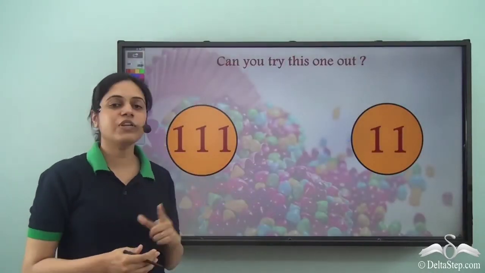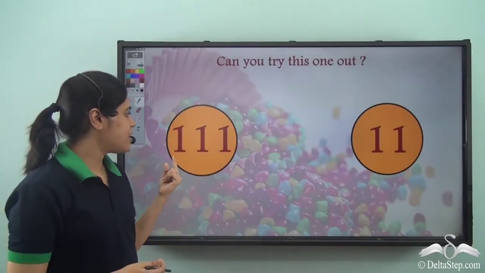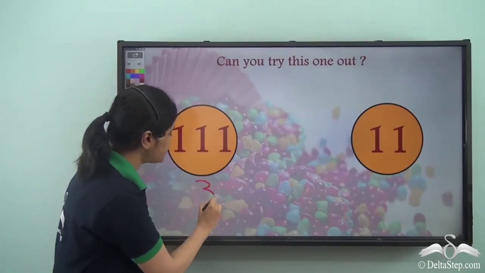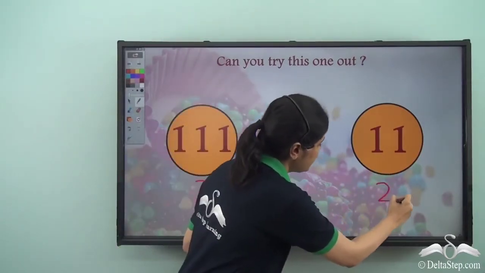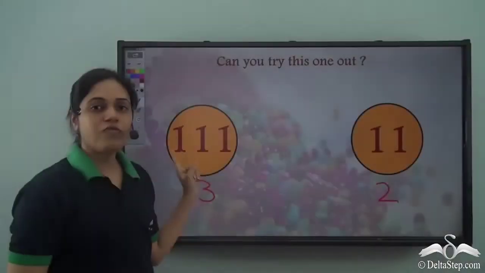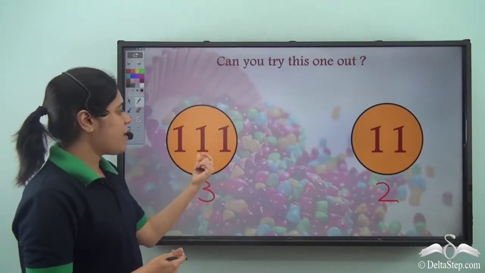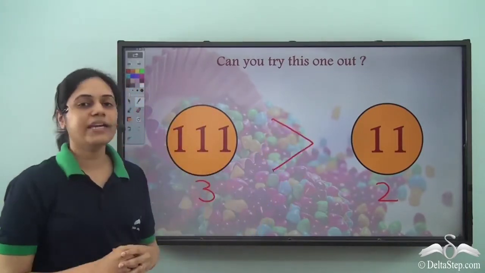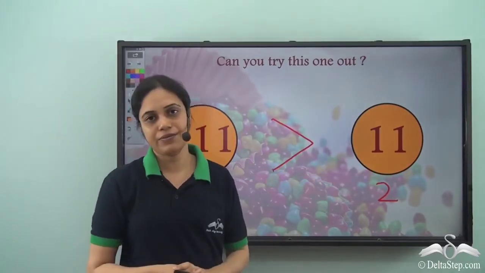Now can you try out this one on your own? So how many digits does 111 have? 111. It has 3 digits. And how many digits are there in 11? Just 2. So the number with more digits will be greater. So 111 is greater than 11. Now the mouth will be open towards the bigger number. So this is the sign that we need to use. 111 is greater than 11.